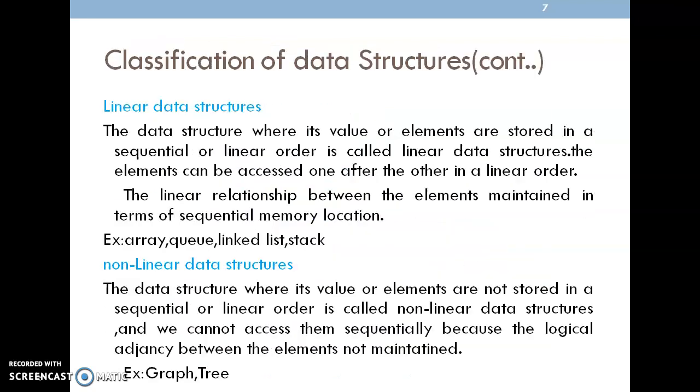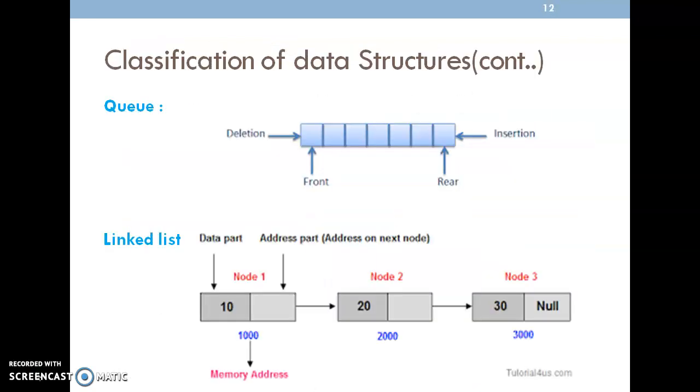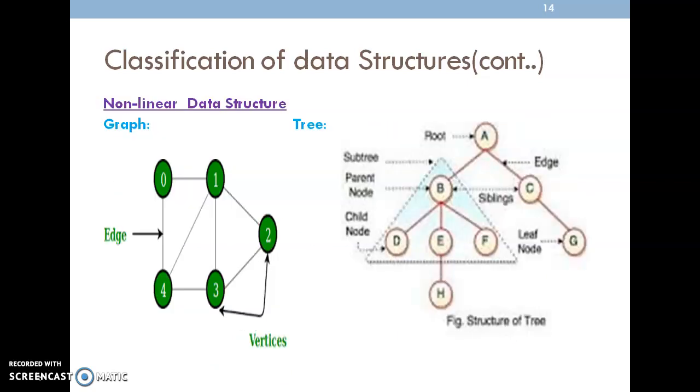Today we will continue with the second bit of classification, that is non-linear data structures. In the non-linear data structures we have two categories: one is graph, another one is tree. Here non-linear is nothing but where elements are not stored in a sequential manner. They are stored at different memory locations which are not adjacent to each other. So the first example is graph.